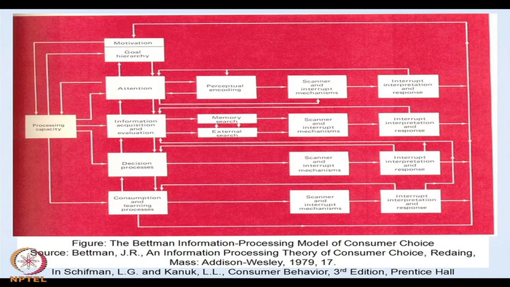Finally, we have the consumption and learning processes. After the consumer buys a particular product or brand, his experience in terms of satisfaction or dissatisfaction gets stored in his memory. The learning affects subsequent decision making for similar product categories and affects the future heuristics for consumer decision making. It provides the consumers with information to be applied to similar choice situations in the future. This again is impacted by scanner and interrupt mechanisms.